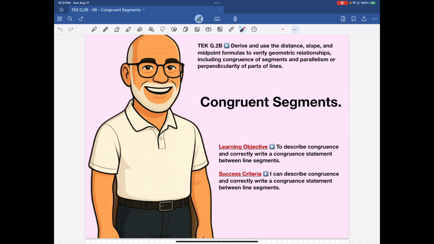Our learning objective is to describe congruence and correctly write a congruence statement between line segments. And you will know you have mastered this objective when you can actually describe congruence and correctly write a congruence statement.